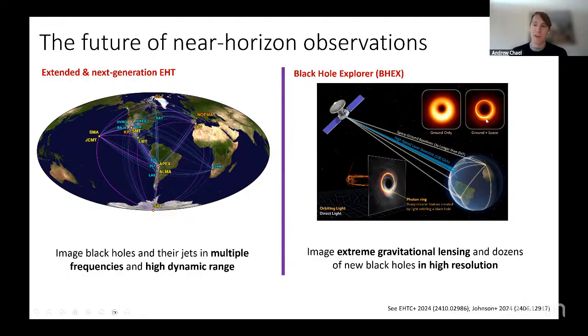And one of the main driving features of this effort is to resolve the extreme gravitational lensing that is concentrated in this narrow photon ring. Alejandro, who invited me, is an expert in this, and I won't talk about it much, but I'll talk a little bit about how Black Hole Explorer, I think, is also interesting for polarization.